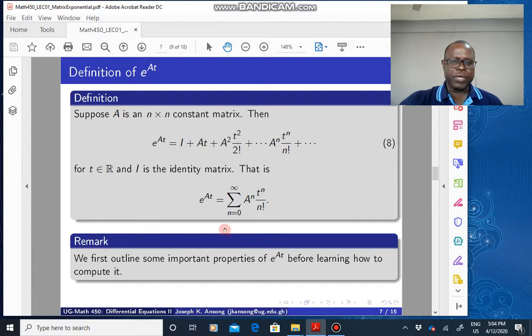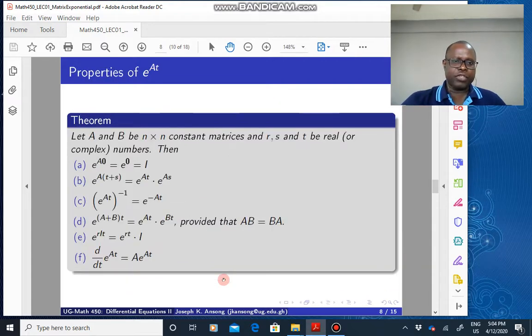First, before we learn how to compute the matrix exponential, what we are going to do is write down some of the properties of the matrix exponential. We'll go through a few of them, and then we'll apply them as we go along. So we are going to state it as a theorem. We'll not prove all of them. Some of them are quite easy to prove, others you can try your hands on.